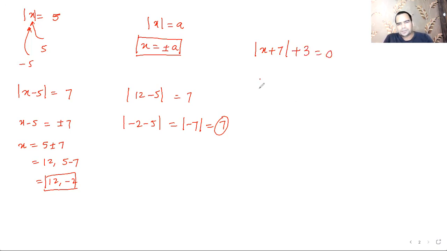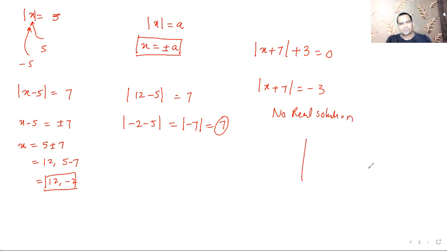Now here, when I solve, absolute value of x plus 7 is negative 3. Now you should use common sense: how can the absolute value of any number be negative? So in this case, you simply say no real solution. And how can we show that graphically?